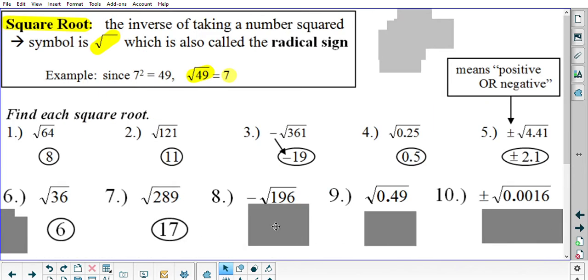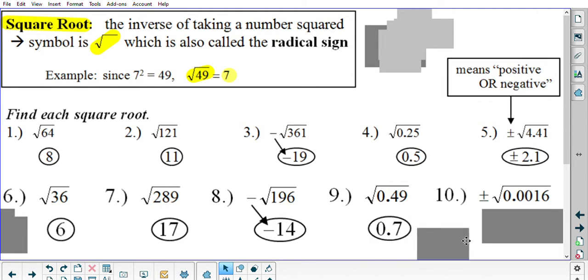Problem number 8 is kind of like problem number 3 where the negative is supposed to be in front. So this becomes negative 14. Problem number 9 is kind of like problem number 4. Yes, I was a little predictable here on how I set up these problems for you. You're welcome, if that helped. This should be 7 tenths, not 7 hundredths, not 0.07. Like I said before, tenths times tenths would make the hundredths, the 49 hundredths. So this should be 7 tenths.